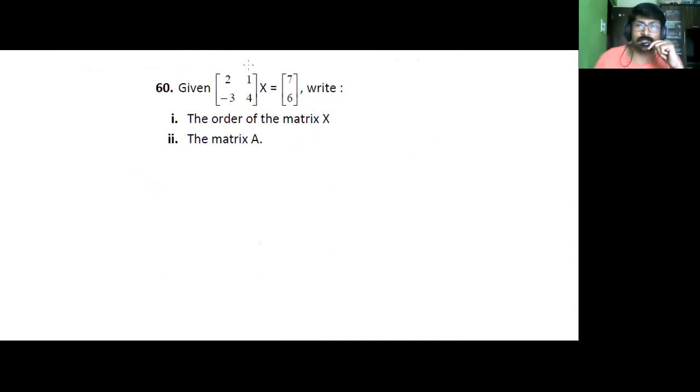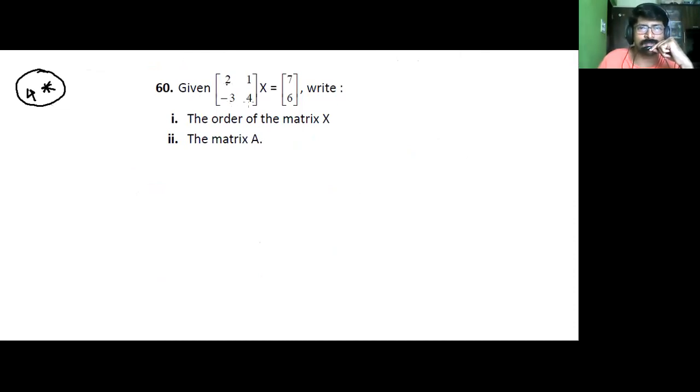Question number 60. Guys, now put 4 star for this particular question. Why is this a 4 star question? Because if you see 10 different schools, 10 out of 10 schools will have this type of sums. It's such an important concept of this particular chapter. Let's see how to do this type of sums.